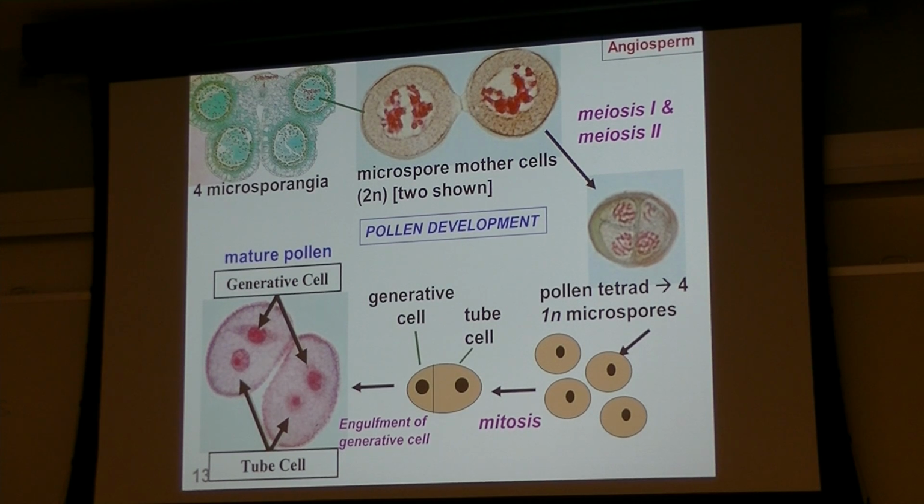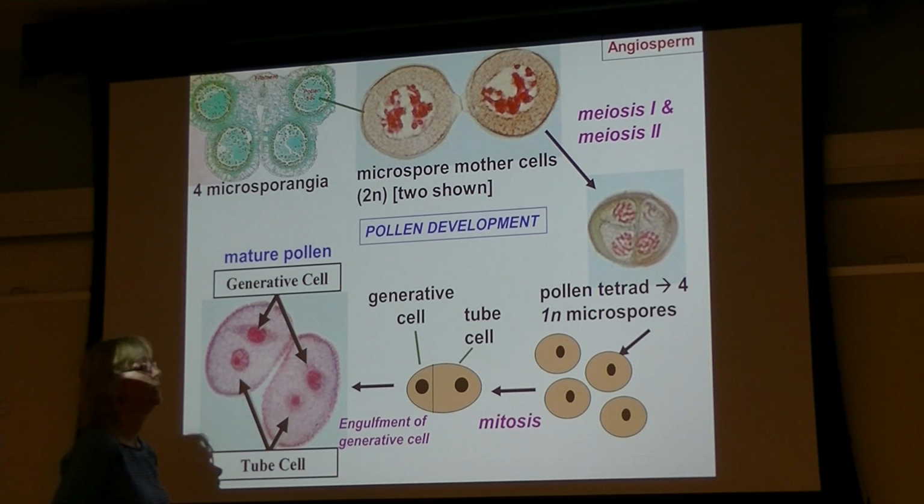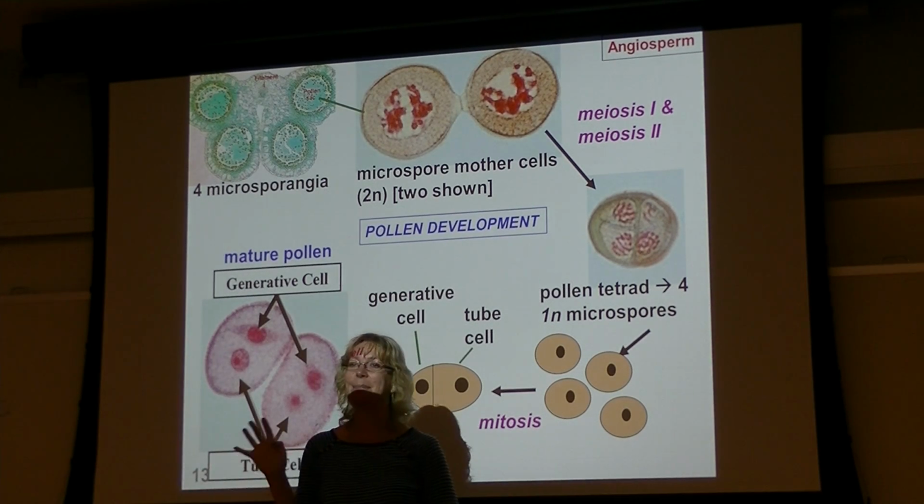So here's the process. Up here we have a cross-section through the anther, and we're showing 4 pollen sacs or 4 microsporangia. Within these, we can find individual diploid cells that are called the microspore mother cell. These are the cells that will undergo meiosis, meiosis 1 and 2. They're going to make the 4 meiotic products.